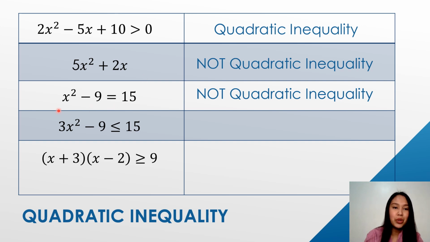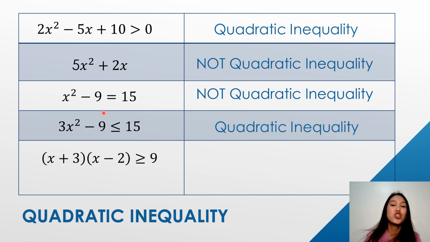Now let's go with the third example: x squared minus 9 is equal to 15. Is it a quadratic inequality? As we can see, the quadratic expression is satisfied with the first term, x squared, because it's a variable x with an exponent of 2. But it is not a quadratic inequality because the sign used in this expression is an equal sign. Therefore, this is a quadratic equation, but not a quadratic inequality. Now, on the fourth example, I have 3x squared minus 9 less than or equal to 15. Is it a quadratic inequality?